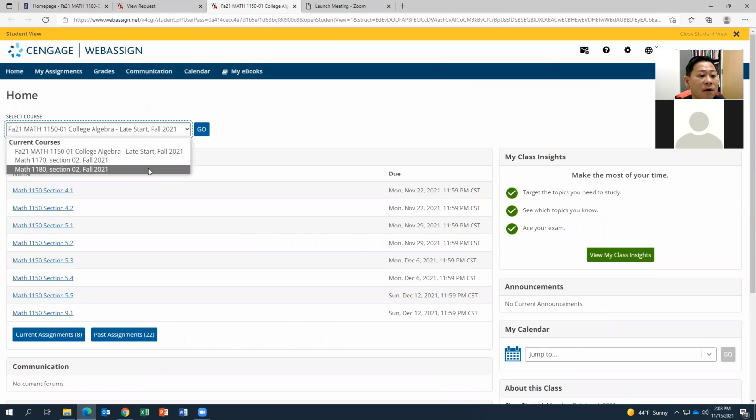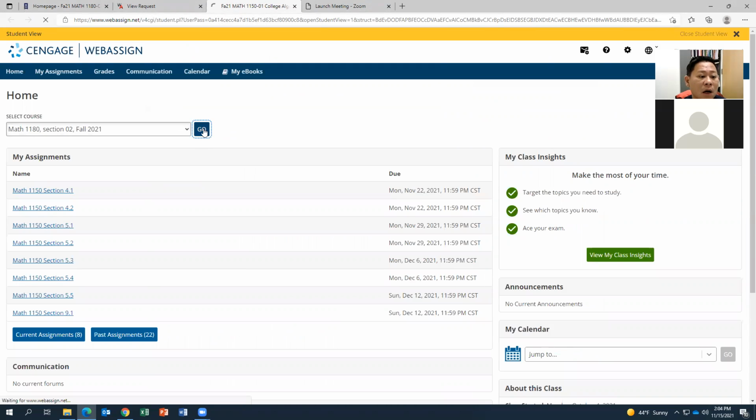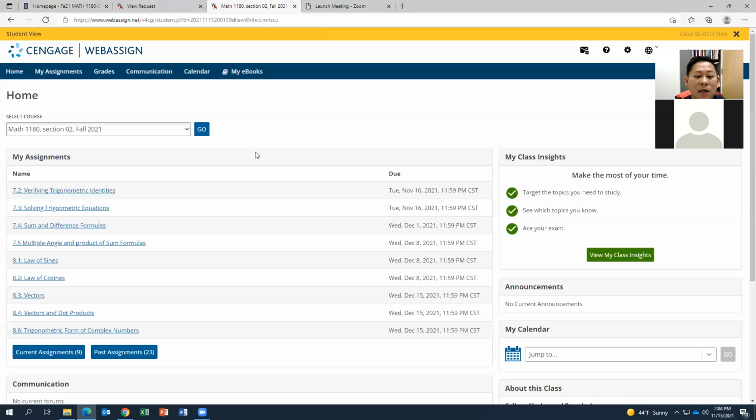Next, we're going to talk about your online homework. Your online homework that is due this coming Tuesday, tomorrow by midnight, will be 7.2 and 7.3. So these are the 2 sections that will be due tomorrow by midnight. We did 7.2, which is proving identities. Now we're going to talk about 7.3, how we solve trigonometric equations.